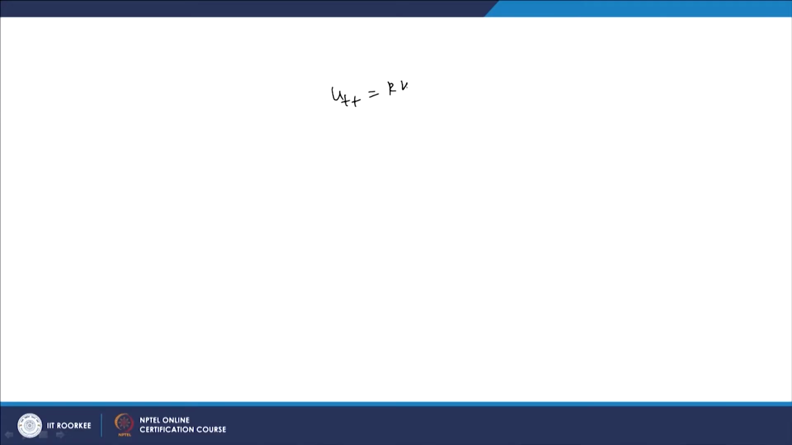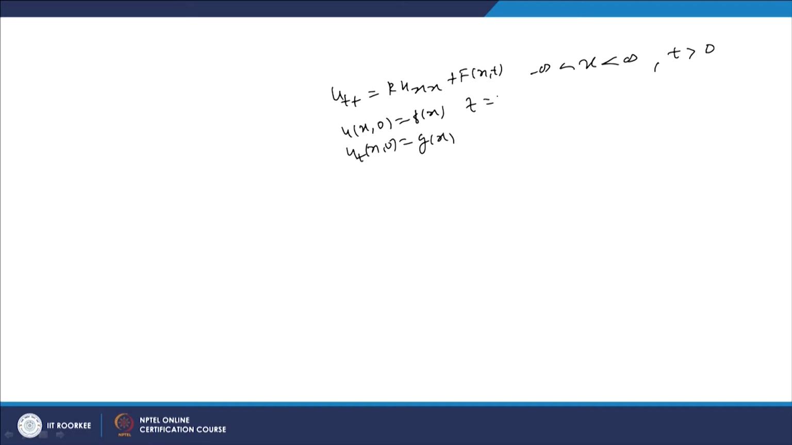So basically, for example, you have this kind of problem, say u_tt equal to k u_xx plus f of x, t, and u of x, 0 equal to f of x, u_t of x, 0 equal to g of x. So consider this as a one dimensional wave equation, and here x is lying between minus infinity to infinity and t is greater than 0, and at t equal to 0 we have these initial conditions. Now we know the solution when this forcing term f of x, t is not there.